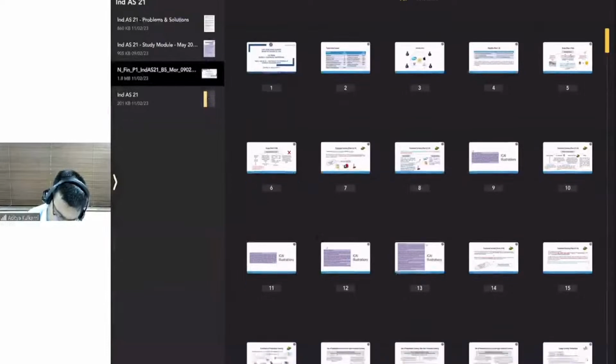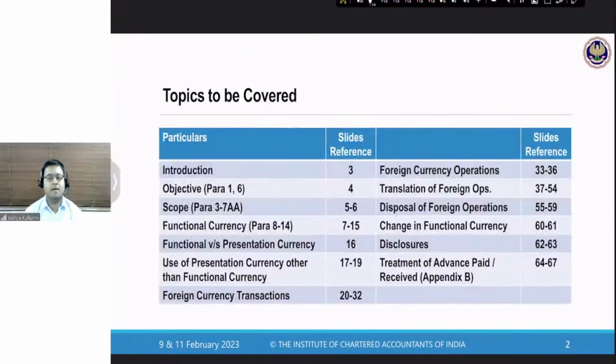All right, coming back, just a quick summary of what we have discussed. We discussed why this standard came into existence, because of so many multinational entities. The objective is to prescribe how to record a foreign currency transaction, and how to consolidate a foreign operation into that of the parent's books. The scope does not cover items covered under other standards, like 109 foreign currency derivatives. Those things are in the exclusions list.